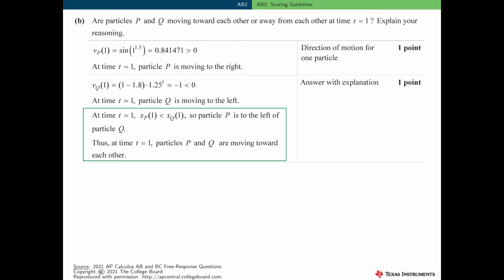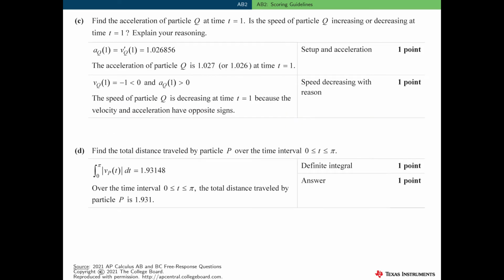The second point is earned for an explanation based on the signs of v sub p of 1 and v sub q of 1, and the relative positions of p and q at time t equal 1. Recall that these positions were found in Part A. Part C was worth 2 points. The first point was for finding the acceleration of particle q at time t equal 1.